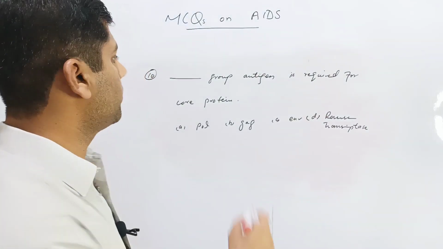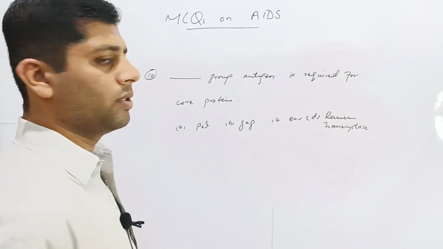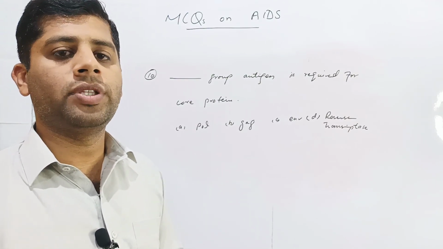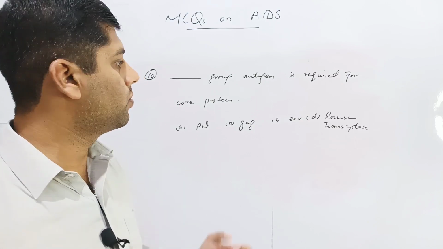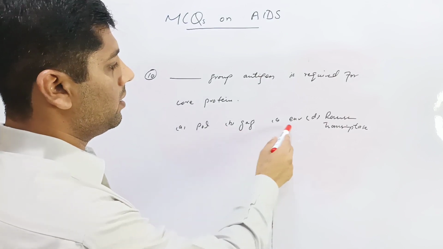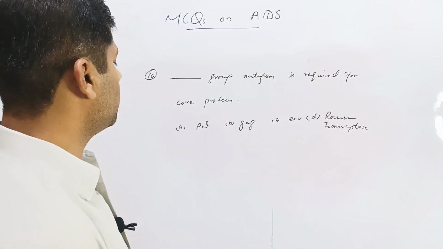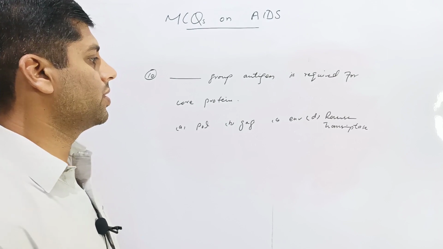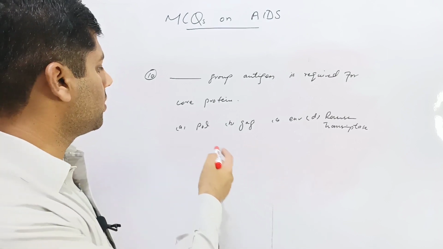Next question is, dash group antigen is required for core protein. He is asking about the structure of the core, in which the matrix and RNA molecules are present in the HIV virus. This core is made up of proteins. The given options are polymerase, GAG, ENV, or reverse transcriptase. All of the proteins are very familiar to us, and we have discussed in detail the functions and types of these proteins in our lecture.